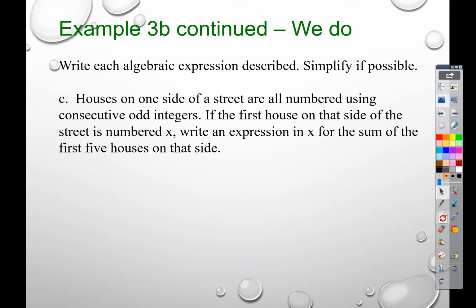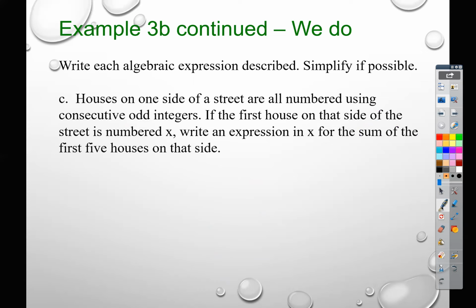All right, here's another one. Houses on one side of the street are all numbered using consecutive odd integers. If the first house on that side of the street is numbered x, write an expression in x for the sum of the first 5 houses on that side. All right, so consecutive odd integers. So you're thinking like 1, 3, 5, 7, 9, because it says the first 5, right? So those are 5 numbers.